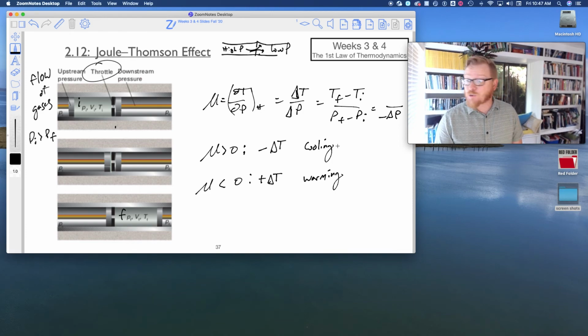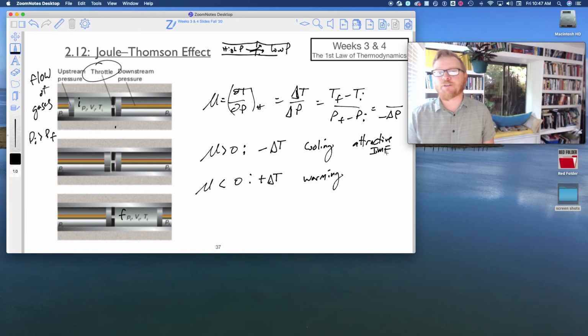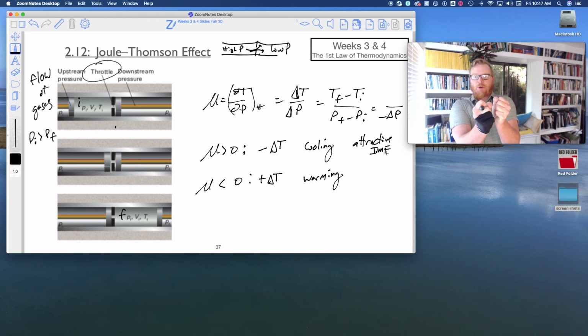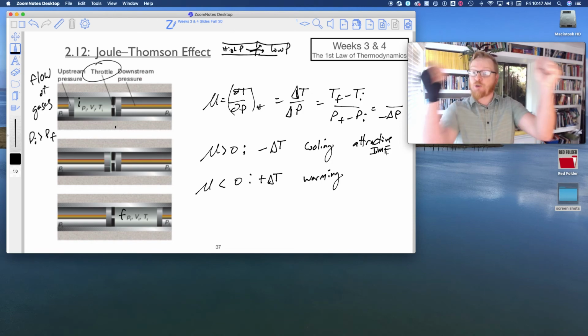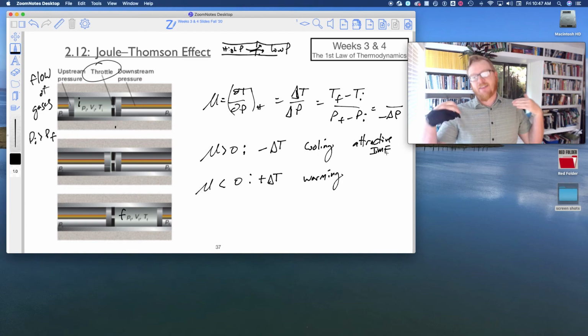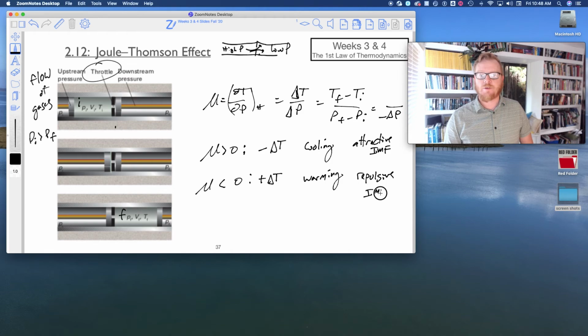Well, a gas would cool if attractive intermolecular forces were dominant, right? Because if attractive intermolecular forces are dominant, they want to be next to each other, so they have to use their own energy to expand, and because it's adiabatic, they expend their kinetic energy, which allows them to cool down. But if a gas warms upon expansion, repulsive intermolecular forces are dominant.